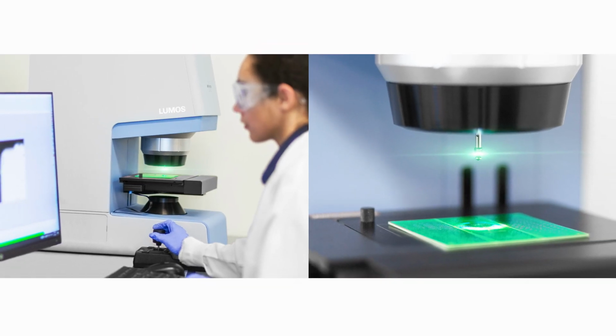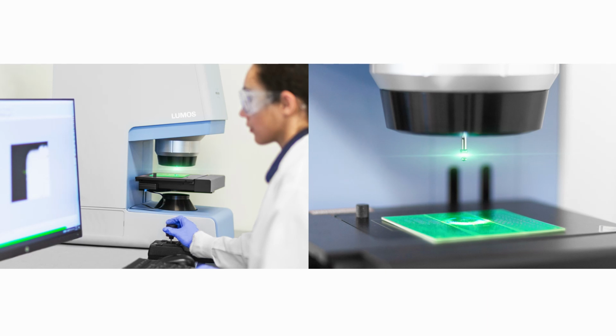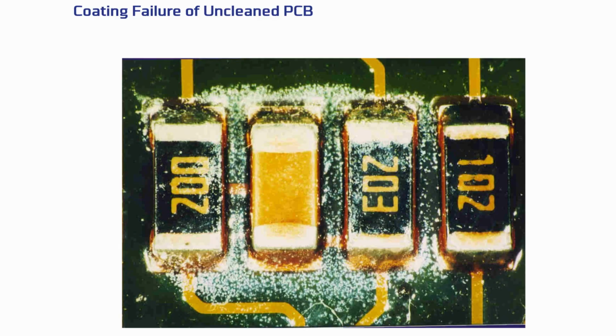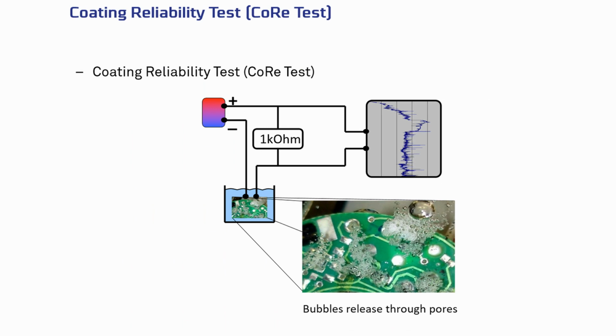And if we are dealing with non-ionic contamination, then we can make use of the FTIR test methods, which actually help us to determine the non-ionic organic-based contamination on our assemblies. And lastly, we can also name the CORE test. CORE stands for the coating reliability test method, which actually detects or determines if there are any defects on the conformal coating material when applied on the board surface.